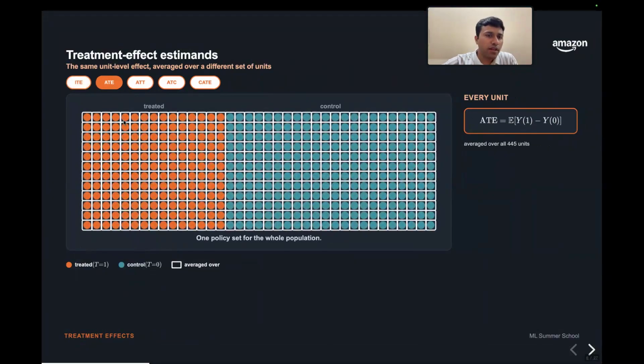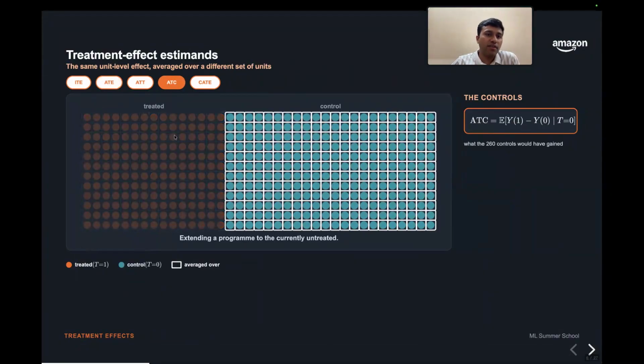Then we have ATE, where we look at the entire population and we say that if you average across all the people who had an internship or did not have an internship, what will be the average treatment effect that you get across all these people, right? So that is ATE. Similarly, we have ATC, which represents the average treatment effect over the control.